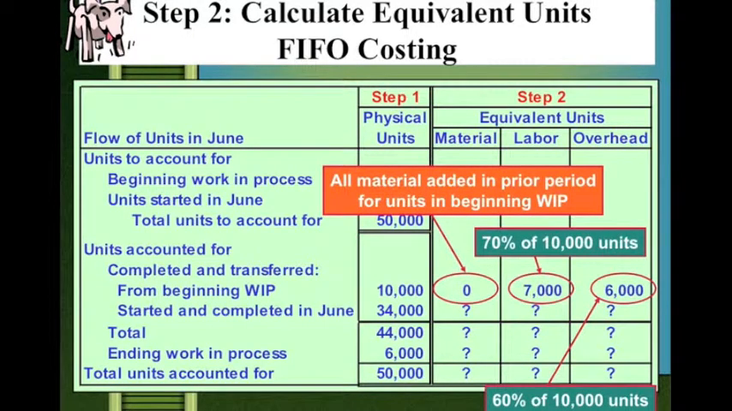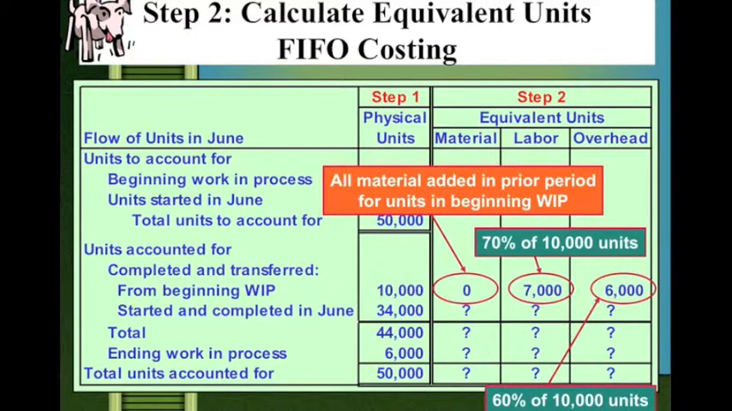So first we see that in the beginning WIP there was 10,000 units, right? Now how much more do we need to add in equivalent units to finish? So materials were already 100% done. Labor was 30% done, so we needed to add 70% of 10,000, which is 7,000 units. For overhead was 40% done, so we need to add 60% of 10,000 units.